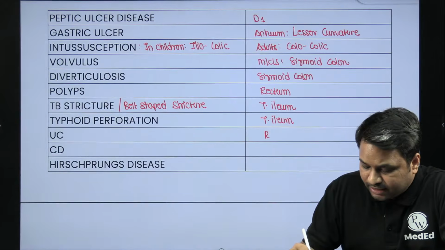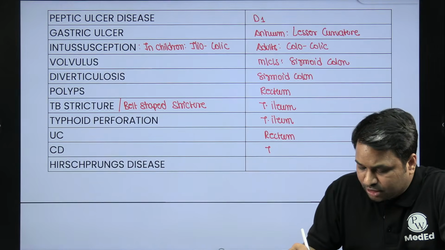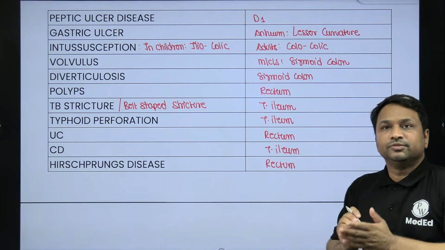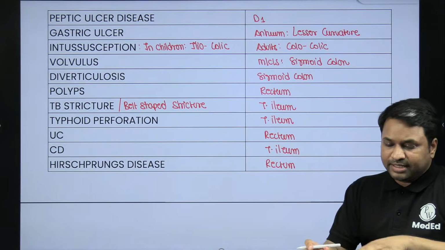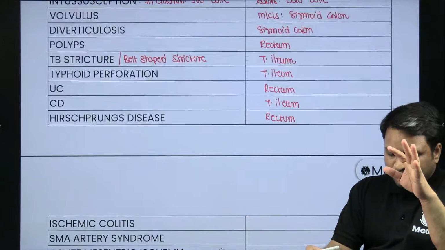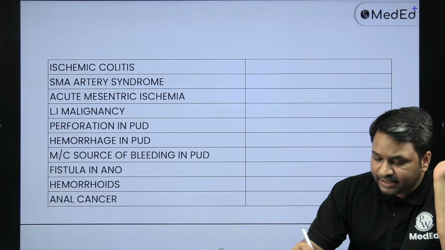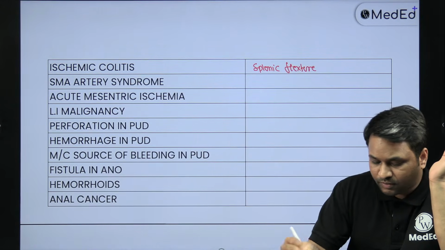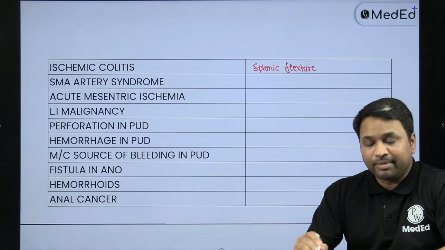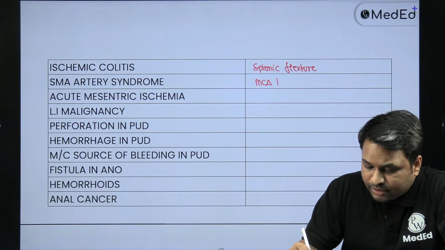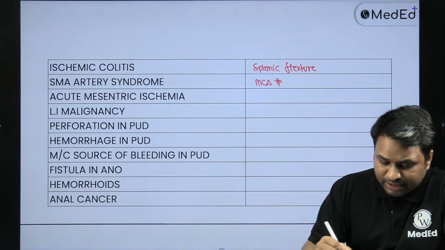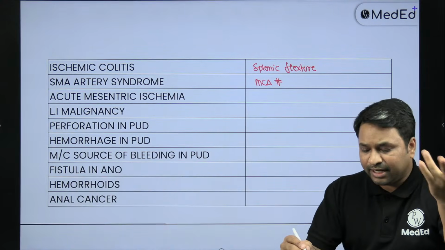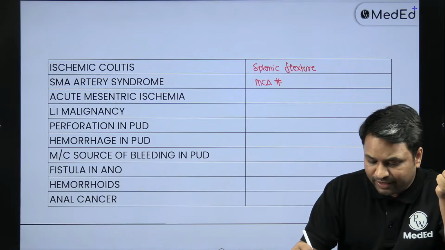For ulcerative colitis, rectum is the most common site. Crohn's disease, terminal ileum is the most common site. For Hirschsprung disease, rectum is the most common site, right? So these are the disorders and the most common site. For ischemic colitis, the most common site is going to be splenic flexure. For superior mesenteric artery syndrome, remember it is the middle colic artery which is more commonly blocked. For acute mesenteric ischemia, it is going to present with thumbprint sign, but again it is more common on the splenic flexure.